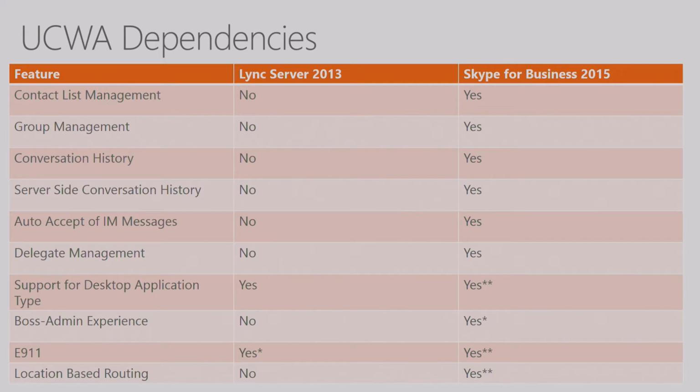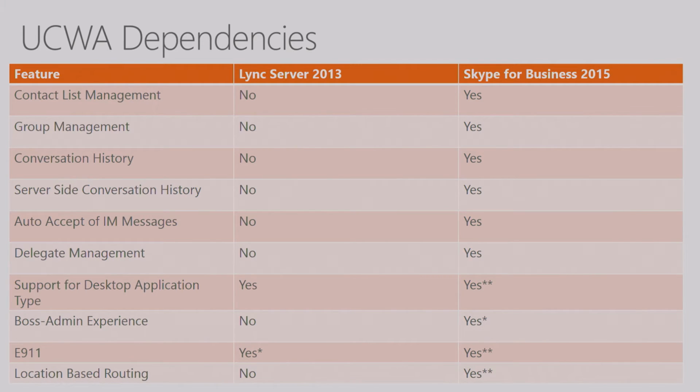So contact list management, this is the ability to manage that contact list. I told you guys we were all going to take a picture of this. It is in 2015, not available in 2013. Group management, so managing the groups inside the contact list. If you're on the 2013 backend, you're not going to be able to do that because we have that backend dependency on UCWA. So going down this, conversation history, server-side conversation history, everybody seeing a trend? We need to get to 2015. Auto-accept of IM messages as well as delegate management.